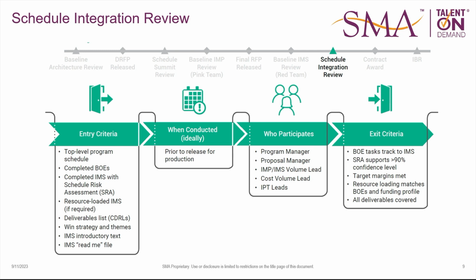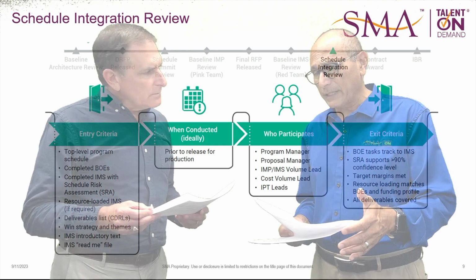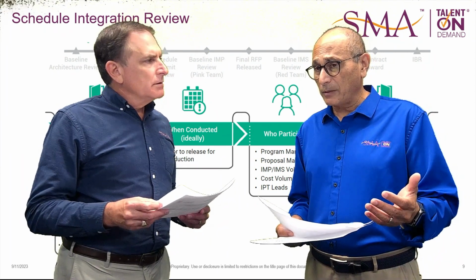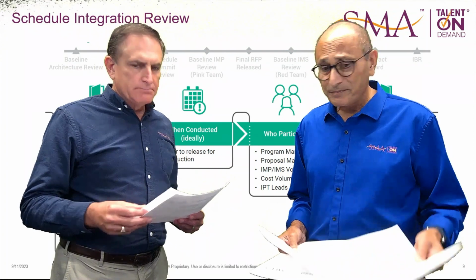The BOEs that match the funding profile as well as the execution plan, and then all deliverables. So essentially, all the things that the customer's requiring in the proposal, plus your leadership team that your company is going to require before they actually approve you to submit the proposal. That's correct. All right. Great.